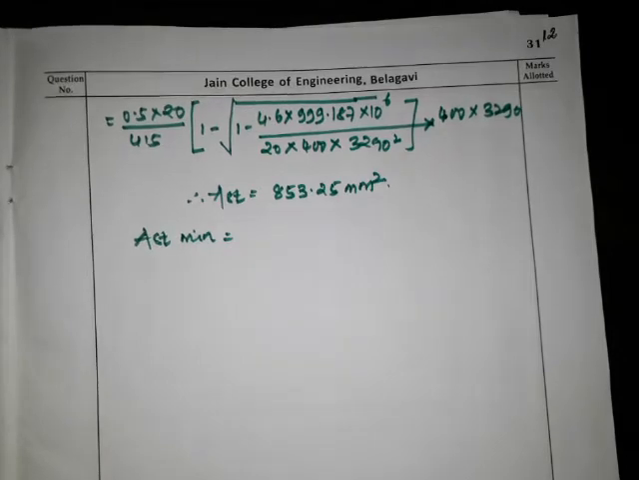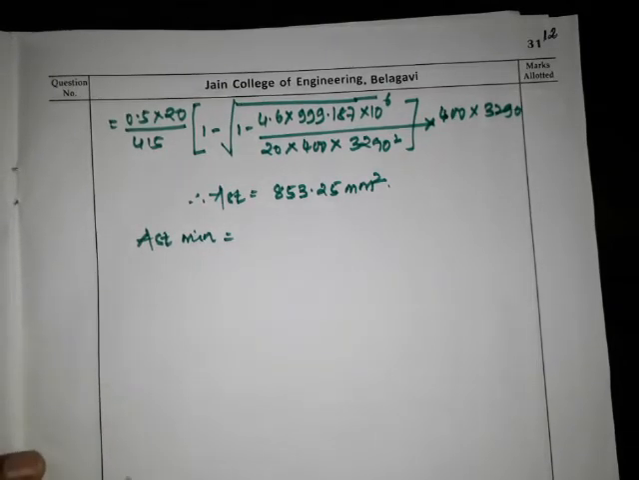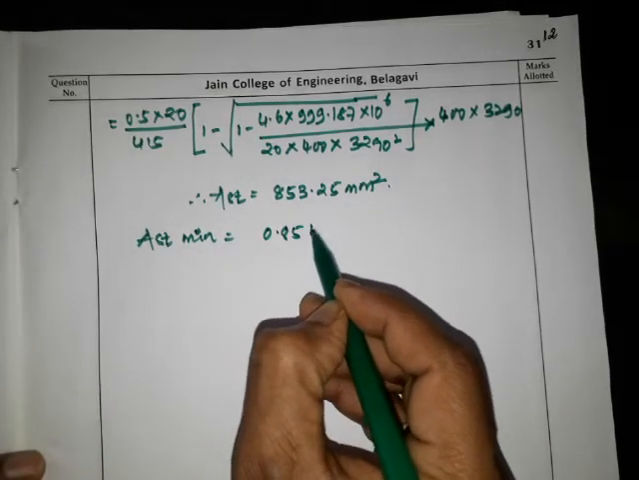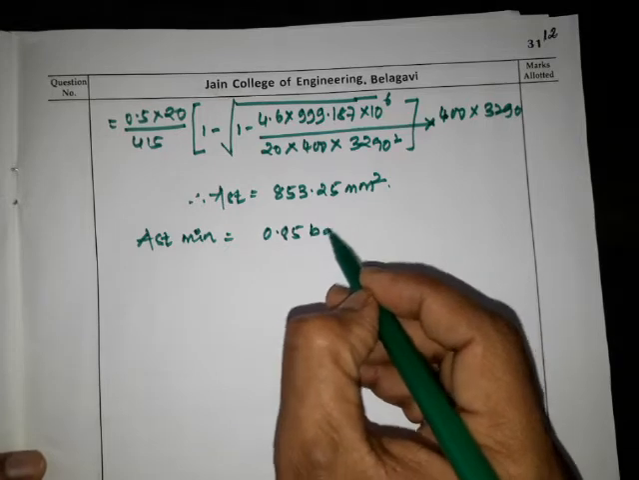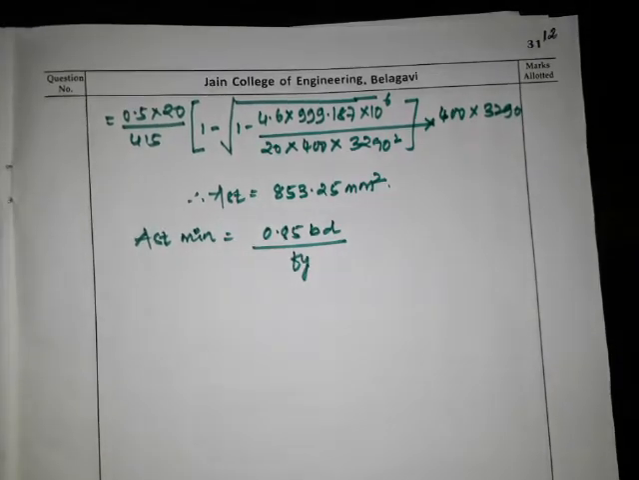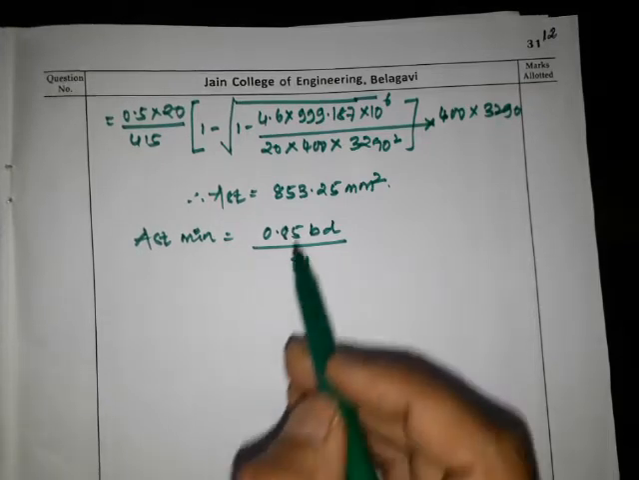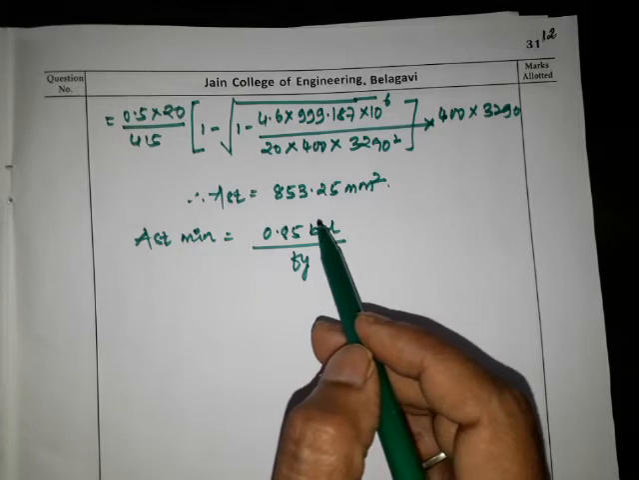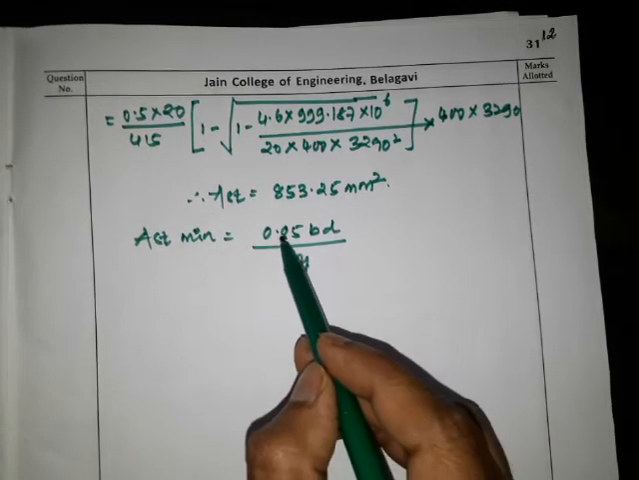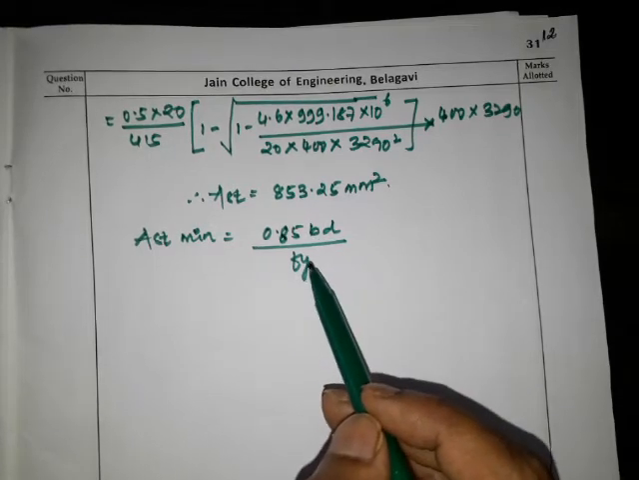Because we are designing as a beam, the minimum Ast for a beam is 0.85 bd upon fy. Don't calculate it as 0.12% of bd, that is for a slab, and here we are designing as a beam. So for a beam the minimum tension reinforcement is 0.85 bd upon fy.